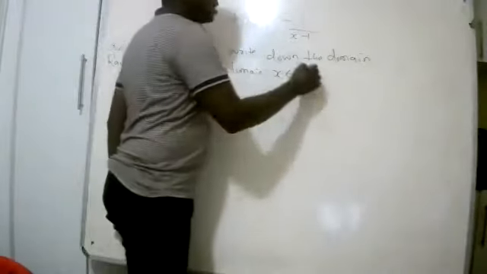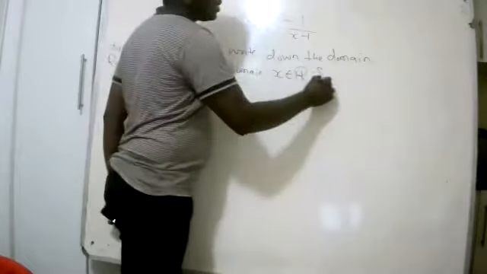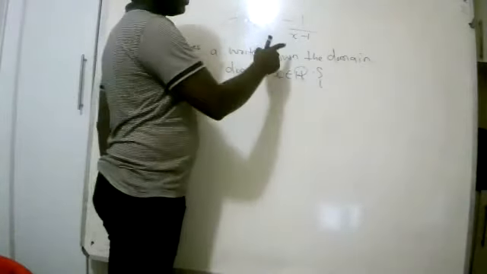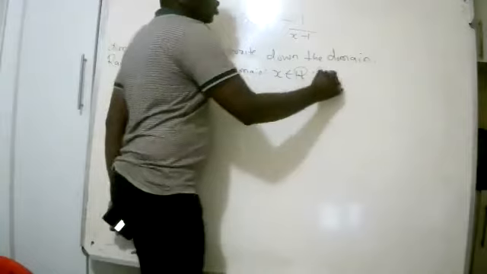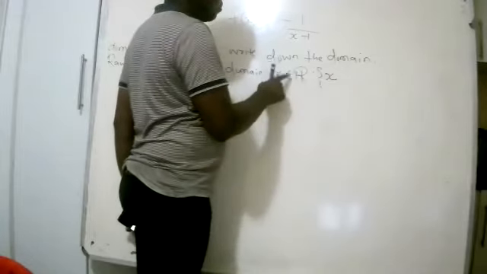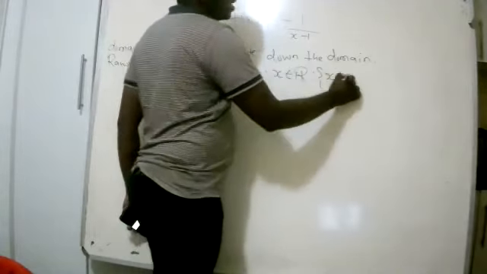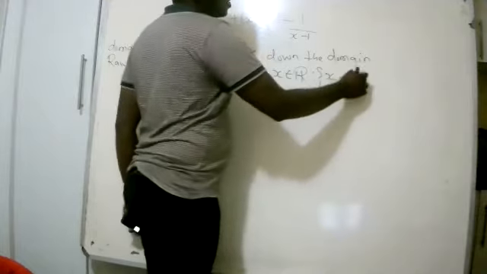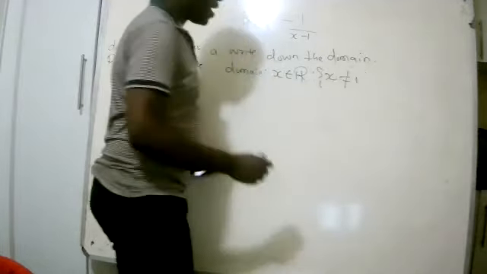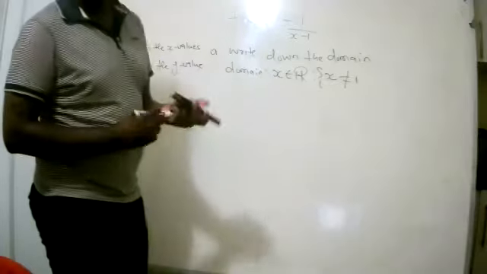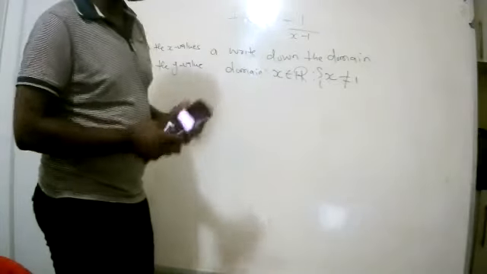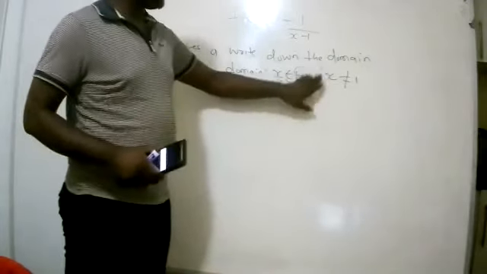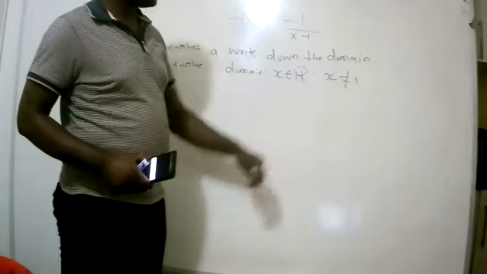But this function has restrictions. The restriction is the asymptote. So x is an element of the real numbers, but x in this case must not be equal to 1. Why must x not be equal to 1 in this case? Is there anyone who can explain why we say x must not be equal to 1 in that scenario?